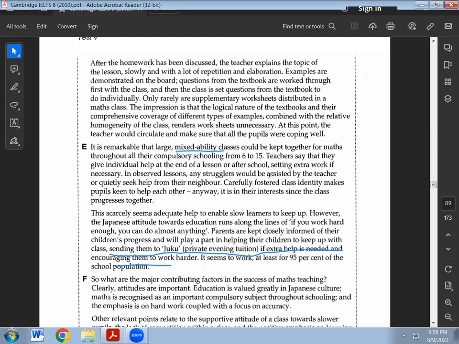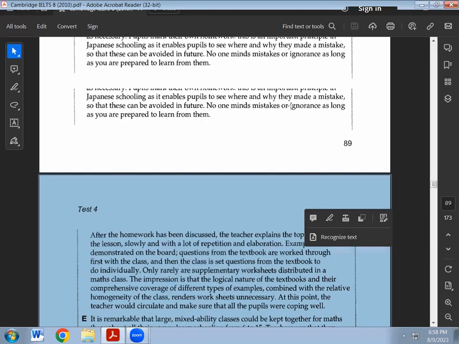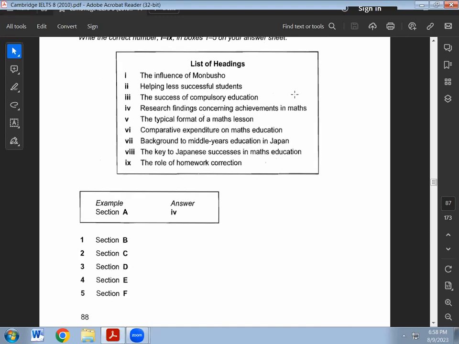In observed lessons, any strugglers, who are strugglers, less successful students, would be assisted. What's the meaning of assist? Help. Assisted by teachers, or quietly seek help from. So all this, if we skim from the beginning, from the end, or the middle, all will give you the same idea, something related to helping less successful students. So going back and selecting the heading, helping less successful students. So heading number 2 for section E.